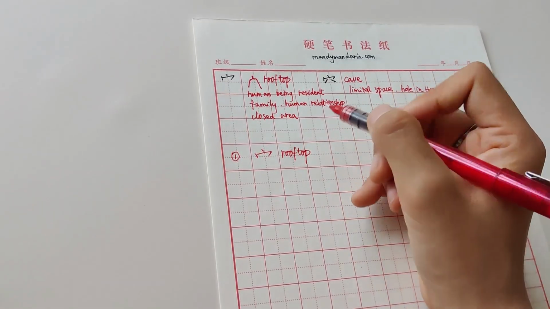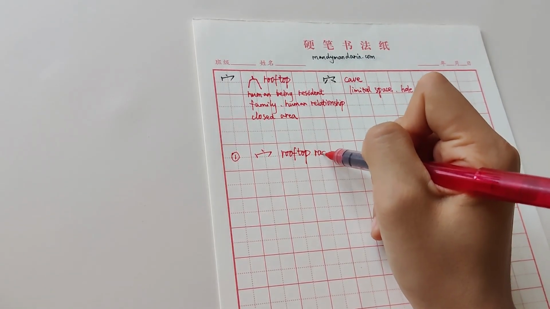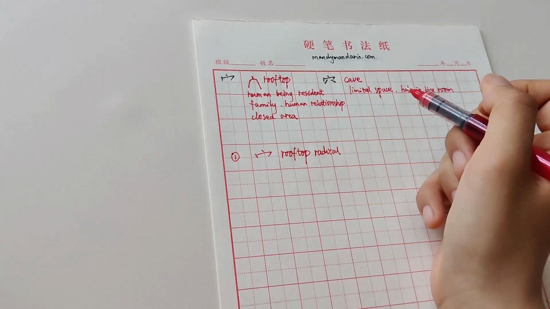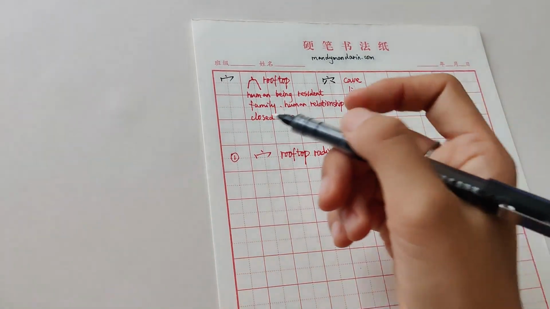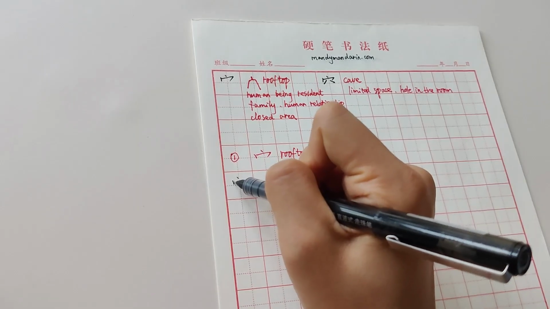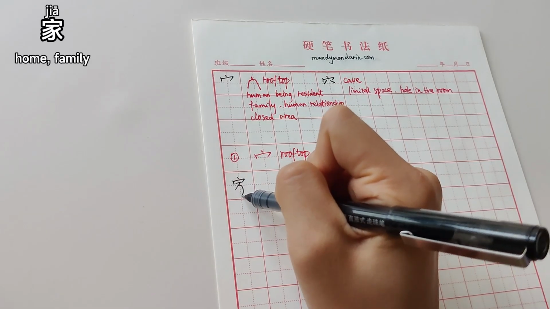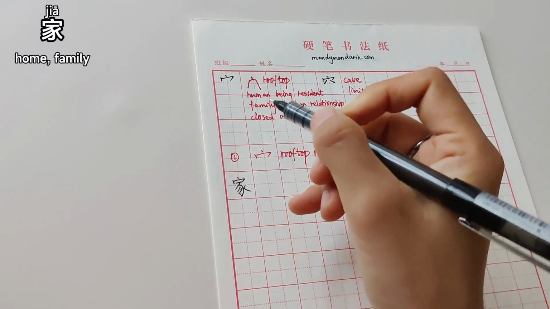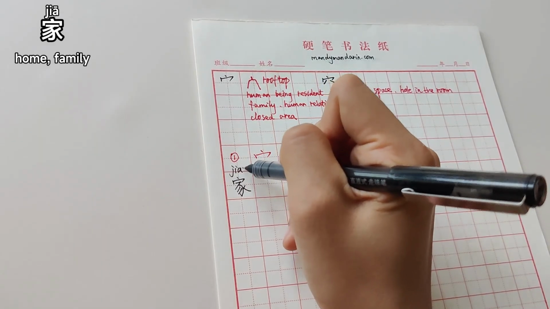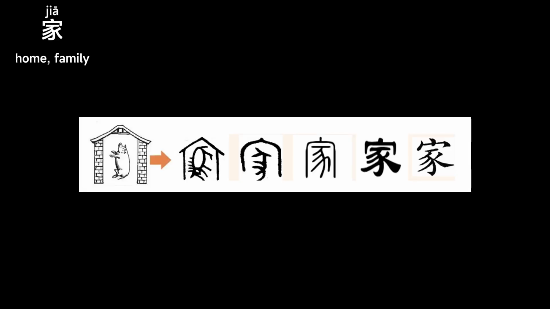Rooftop. The first example is 家. Here is the evolution of this character, 家. As you can see, on the top is the rooftop, and at the bottom it's a pig. So which means a pig under the rooftop, and which makes the family.